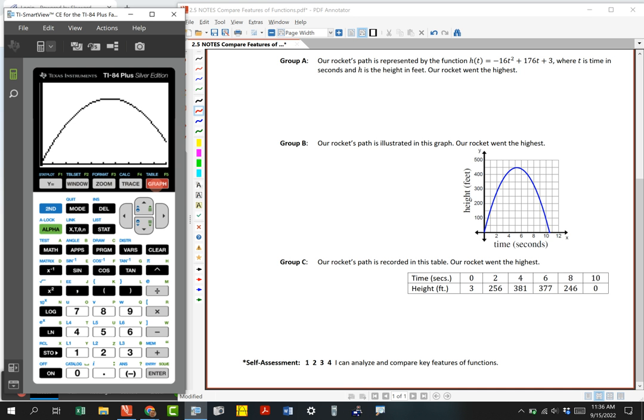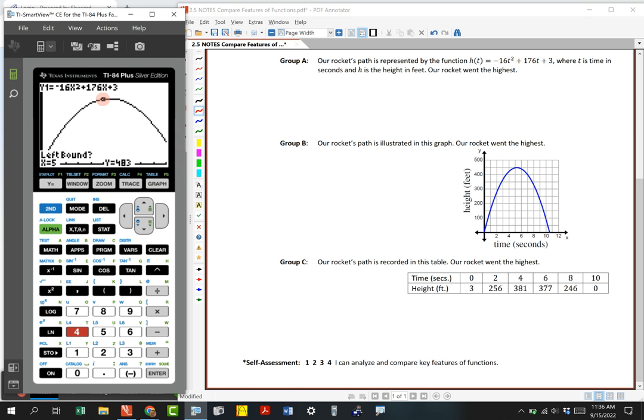Let's go ahead and hit graph. That's perfect. Looks great. No problem at all. What are we after, crew? We're after the max. We're going to make the calculator do the heavy lifting on this, so we're going to hit second trace. We want to find the maximum.